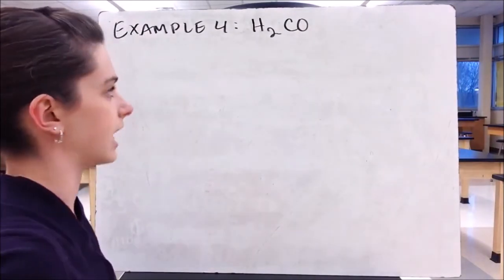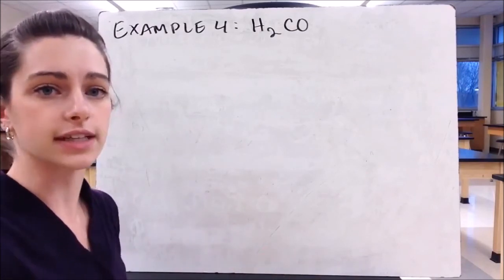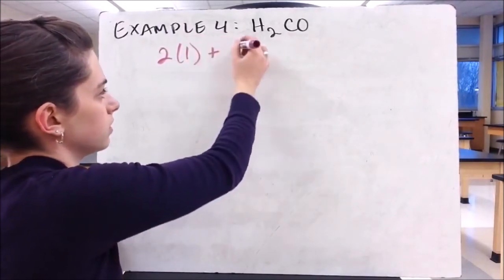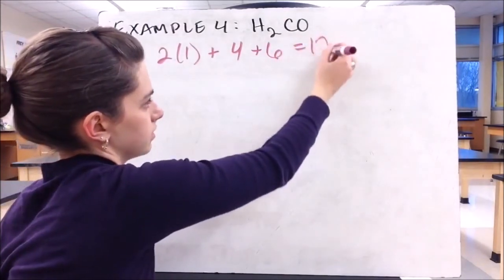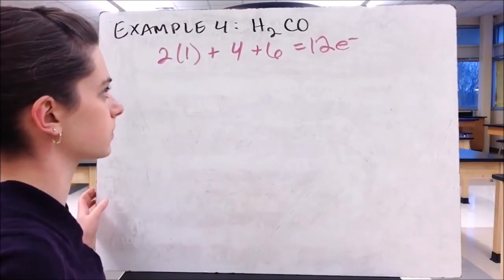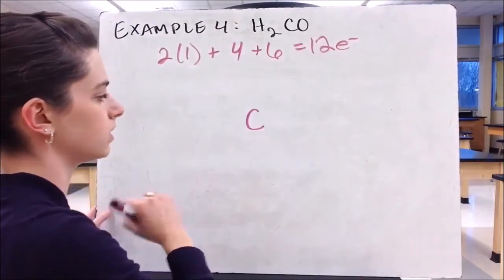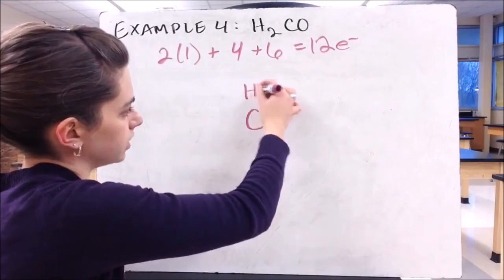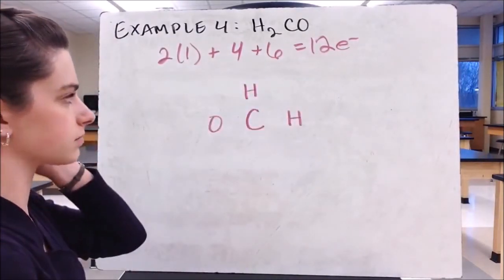Okay, let's look at our last example, H2CO. First thing we're going to do is add up the valence electrons. So we have 2 hydrogens, each with 1, a carbon, which has 4, and an oxygen, which has 6, and so we have 12 total valence electrons to work with. Carbon's going to be my central atom, because carbon is usually the central atom. So we'll put carbon in the middle, and we'll put hydrogens and an oxygen around the outside.